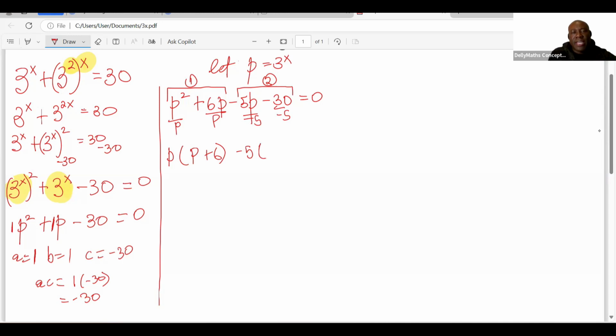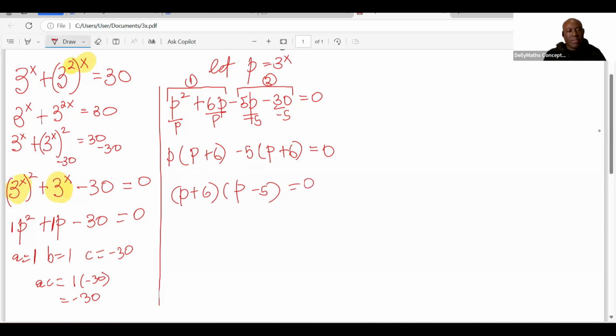So when negative 5 goes into negative 5p, I'm going to get p. When negative 5 goes into negative 30, I'm going to get positive 6. And everything is still equal to 0. Because I do have the common factor, which is p plus 6, I'm going to take out my p plus 6 and open another bracket. The p, which is this, and the negative 5, they're going to come in the other bracket right there.